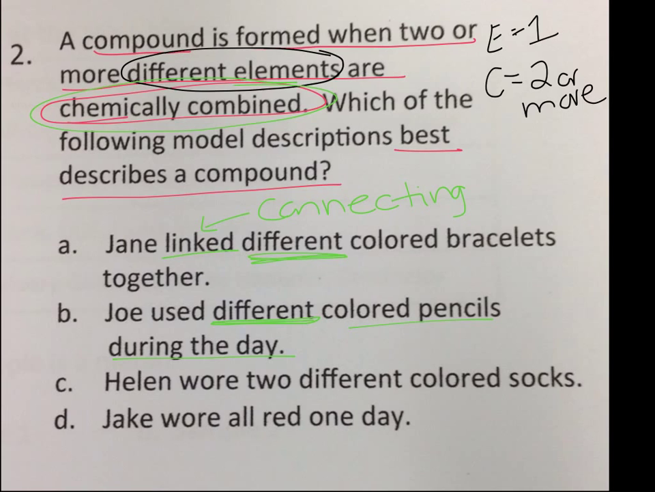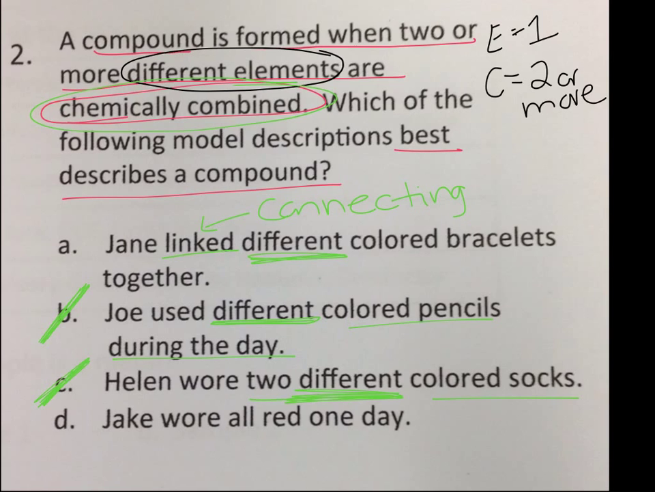He's just using them throughout the day. So B is definitely not our answer. Letter C. Helen wore two different, again, we have the word different, colored socks. Alright, so once again, her different socks could represent different elements. But is she connecting them or combining them in any way? No, she isn't. So because there's no actual combination of these differences, letter C is not our answer. That is not a description of a compound.